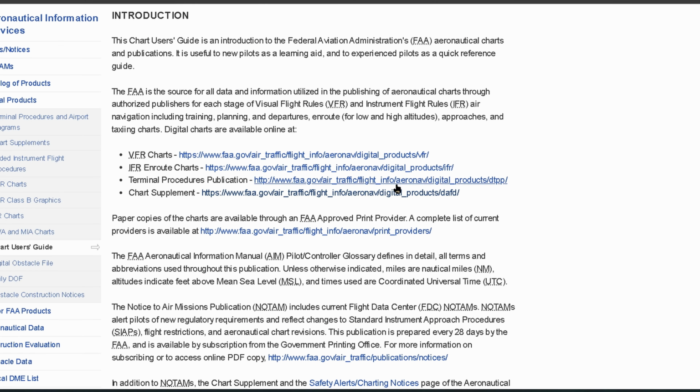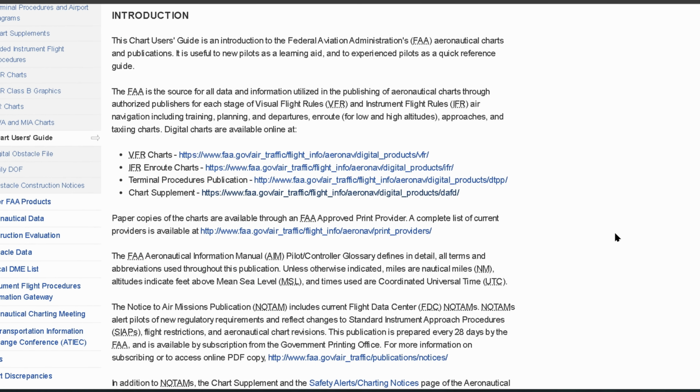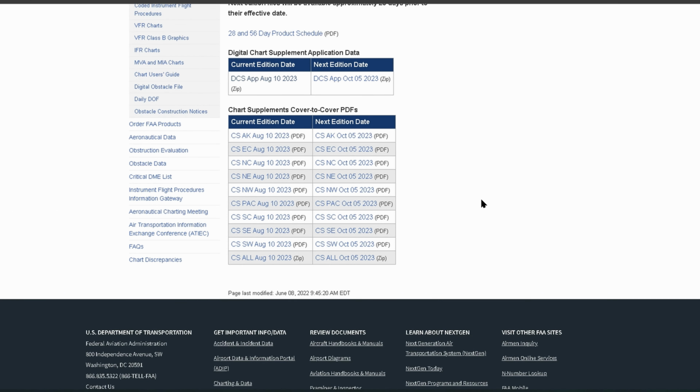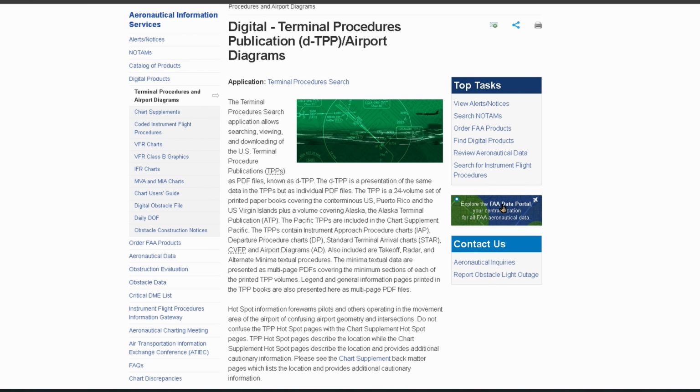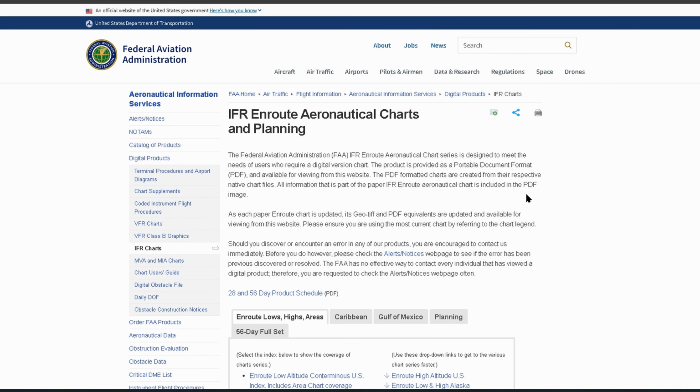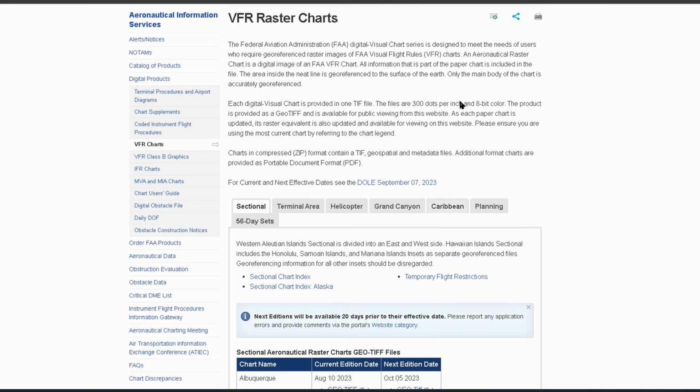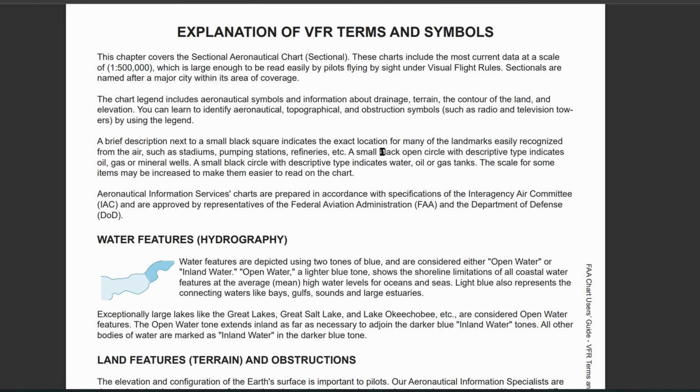So if you open this link, it'll take you to something like this. And this is basically publishing guides for VFR, IFR, terminal procedures, chart supplements. So the chart supplements are going to look something like this. You can download and read these. Terminal procedures and airport diagrams are here. We have IFR routes, but the FAA wants us to pay attention to VFR. So this is another subsection, but it's from this right here.